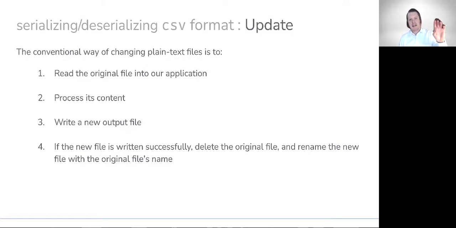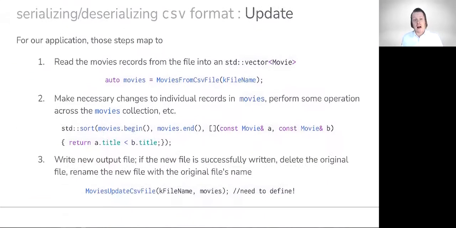Whatever the processing is, okay, great. Thereafter, what we're going to do is just write a new output file with all of those changes. So from start to finish, just write it all back out. And then if this new file is written successfully, we'll delete the original file and rename this new file with the original file's name. And at this point, we can say, hey, we've successfully updated that file that was out there in memory.